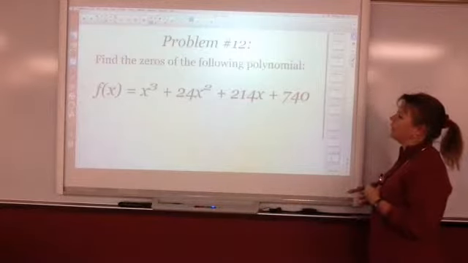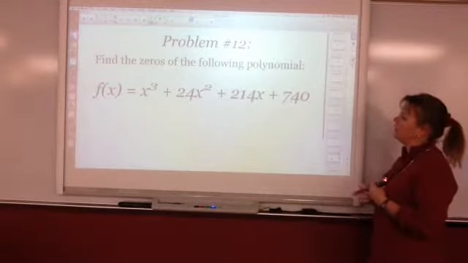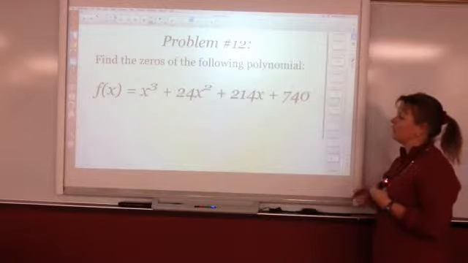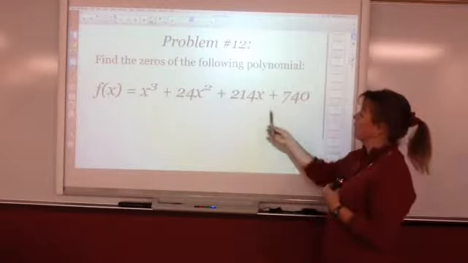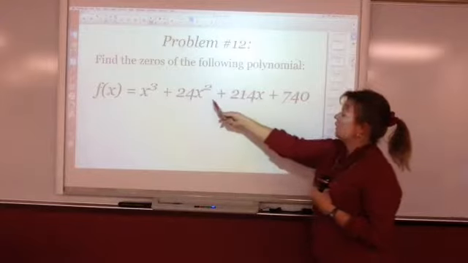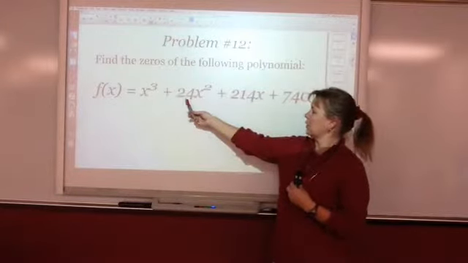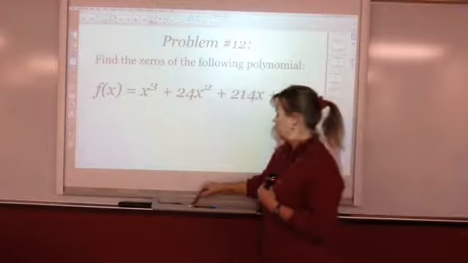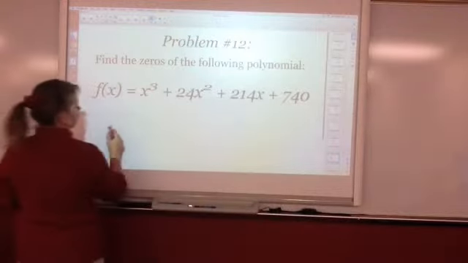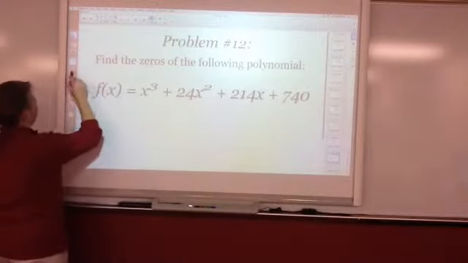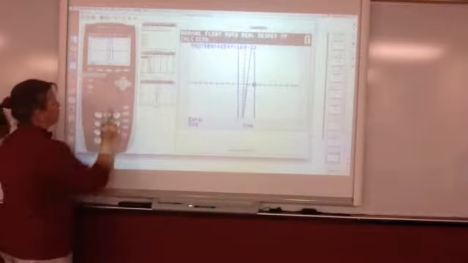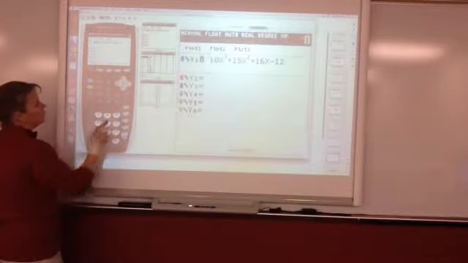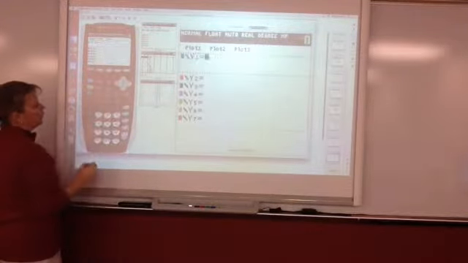Number 12, find the zeros of the following polynomial. Quick glance at this, I don't think I can factor by grouping on it, because if you take out an x squared, you're going to be left with x plus 24. 740 divided by 214, that is not going to be 24. So our next best option is to find a zero on the calculator.